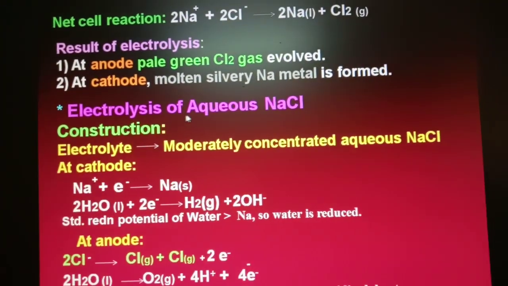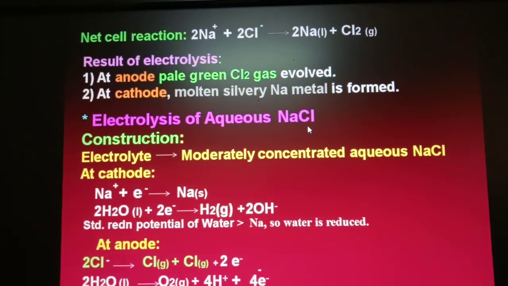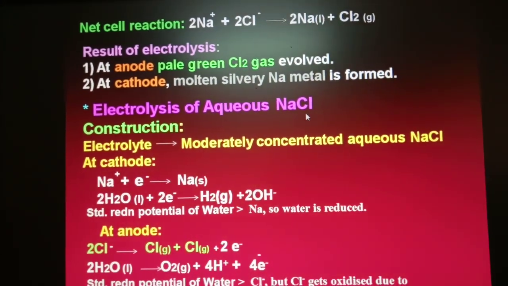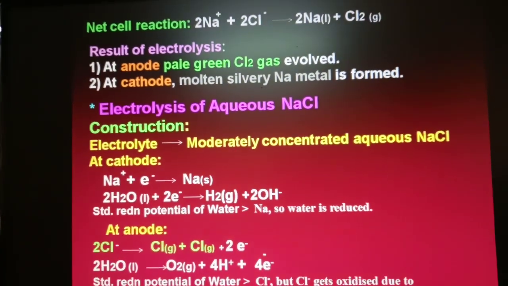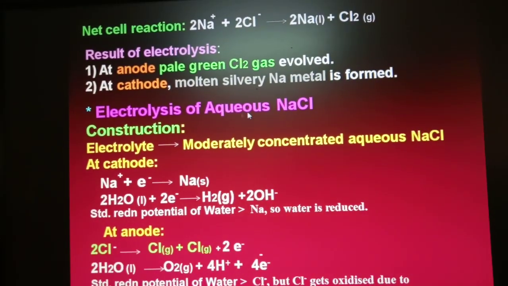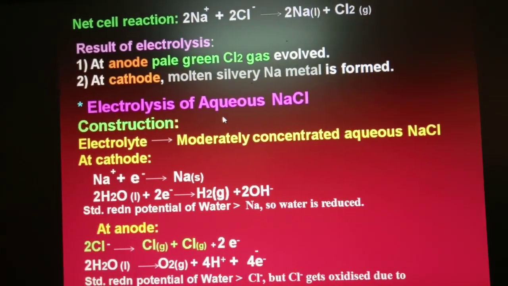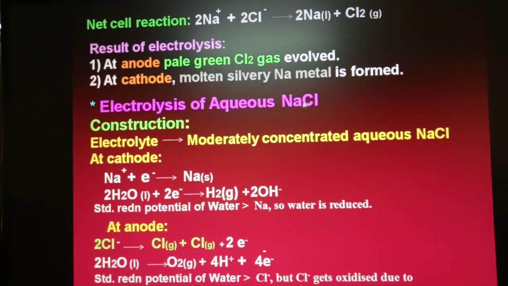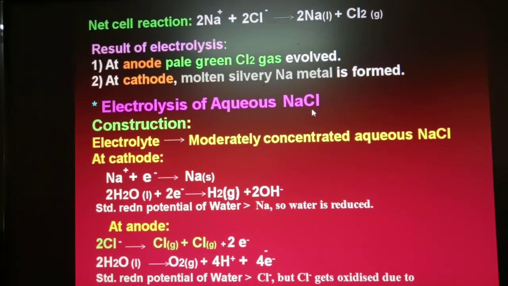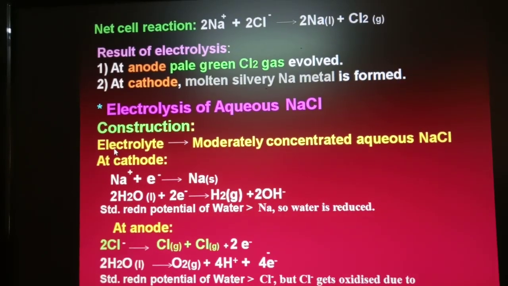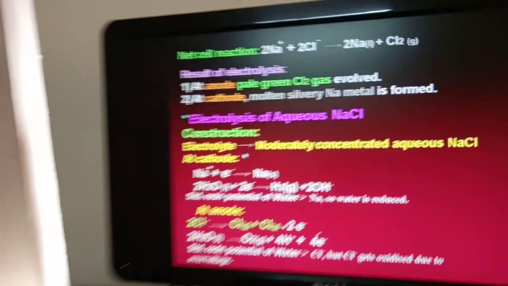Another important example of electrolysis is the electrolysis of aqueous NaCl. Earlier you have seen electrolysis of molten NaCl. Now you will study the reactions which take place when aqueous NaCl is taken. Aqueous means the solution of NaCl prepared in water. So the construction and diagram are almost the same, only there is a difference in the reactions and in the electrolyte. What is the electrolyte taken? It is moderately concentrated aqueous NaCl.